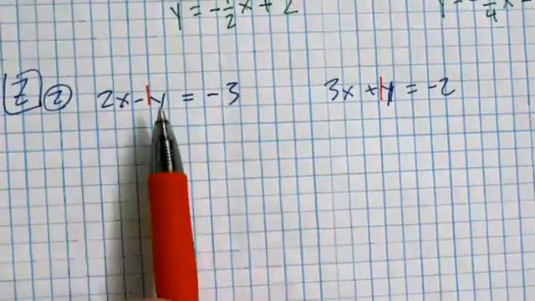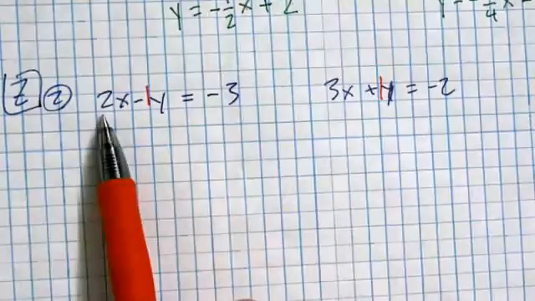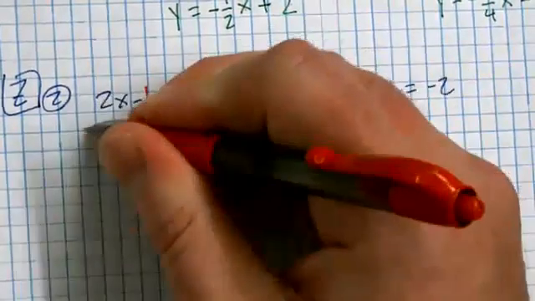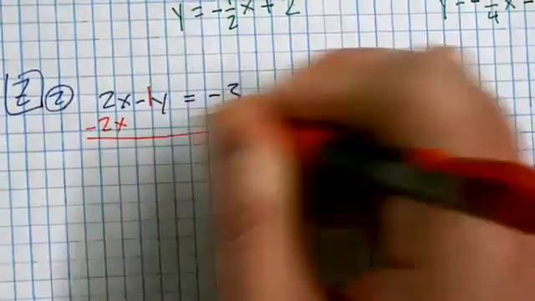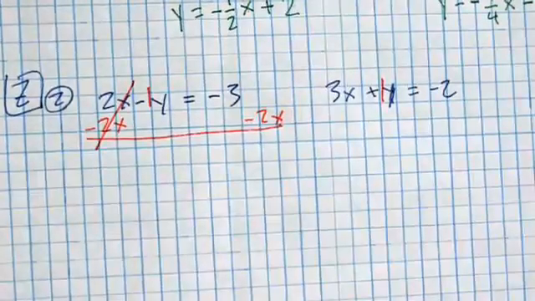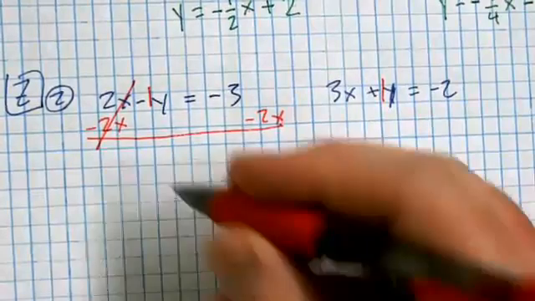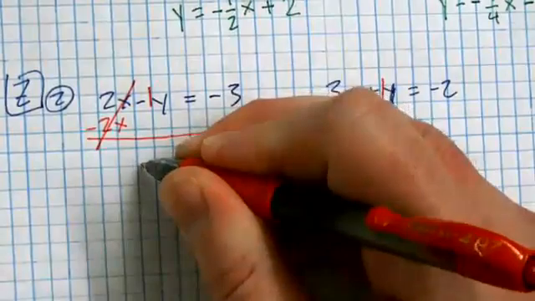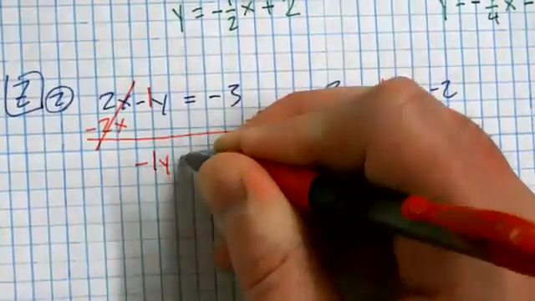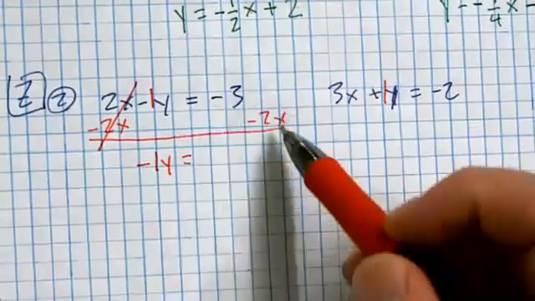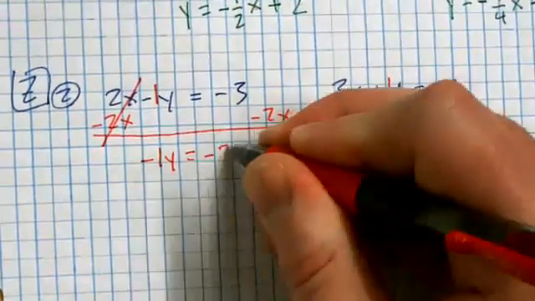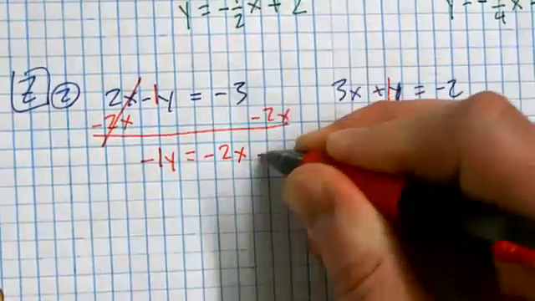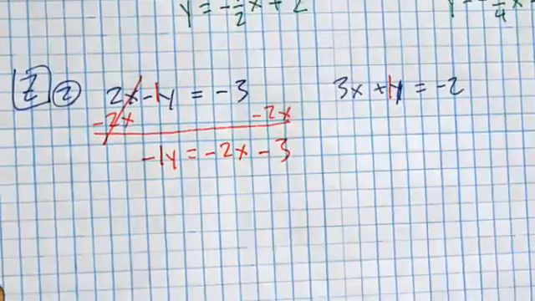All right, I'm looking to get this y by itself. So I'm going to get rid of this 2x first. I'm going -2x on both. I got -1y equals, and I'm going to flip these around when I write them down because I want my x to come first. I'll put my -2x first and my -3 at the end.